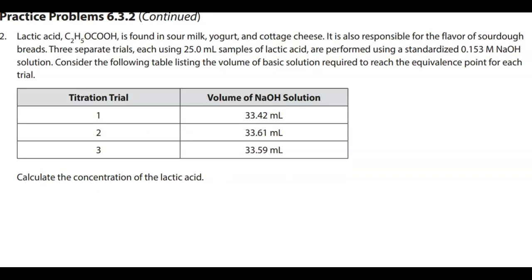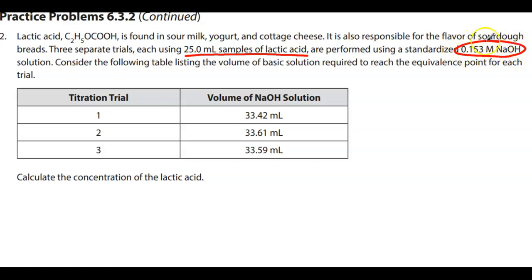Now, these next two are a little bit different because it shows you some sample data that you would get from a real titration. So here we have lactic acid, which is found in sour milk and yogurt and cottage cheese, and it has the flavor of sourdough bread. So we have 3 different trials. Each trial used 25 mL of lactic acid.